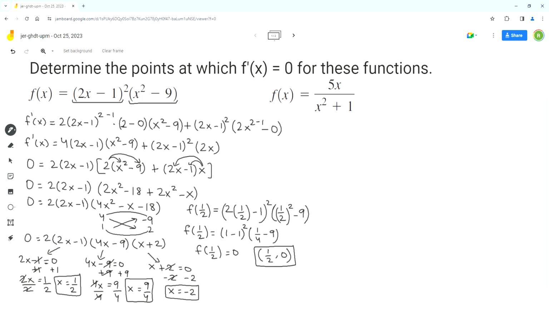Now we can sub in x as 9 over 4 in the given function. So f at 9 over 4 equals 2 times 9 over 4 minus 1 and then square, and then times 9 over 4 squared minus 9. Now 2 times 9 over 4 will be equal to 9 over 2.